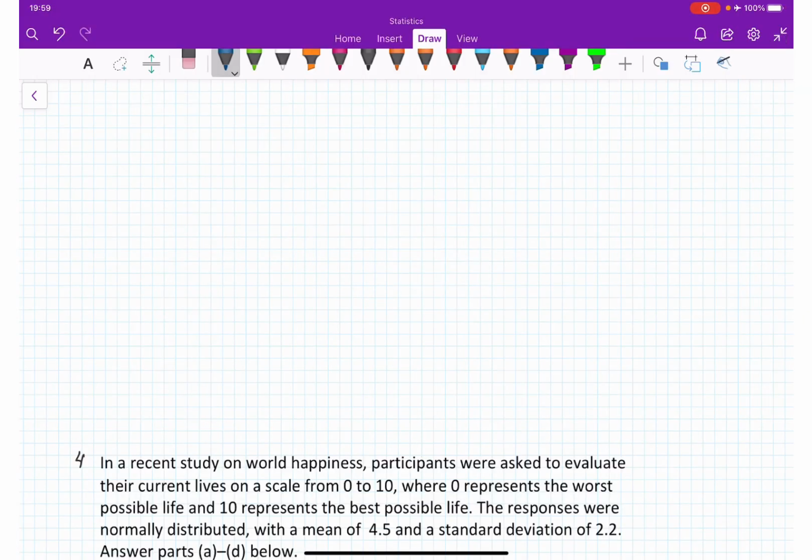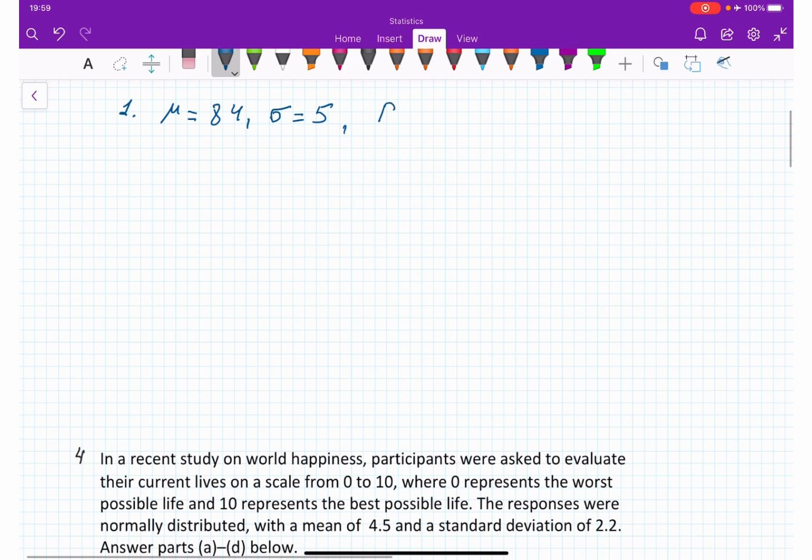Okay, let's solve a problem similar to homework from section 5.1. So question number 1. Assume the random variable x is normally distributed with the mean mu equal to 84, standard deviation sigma equal to 5, and we need to find the probability for x less than 79.